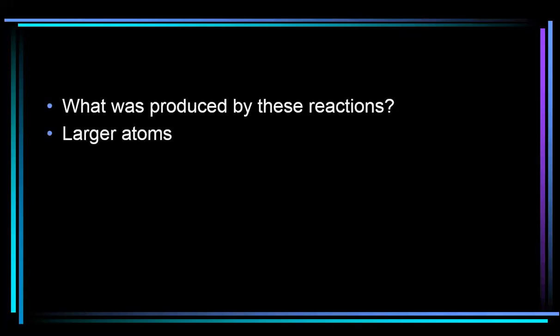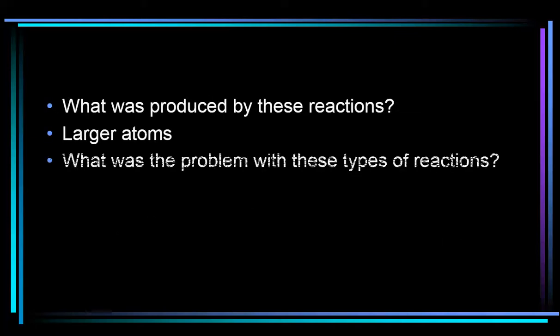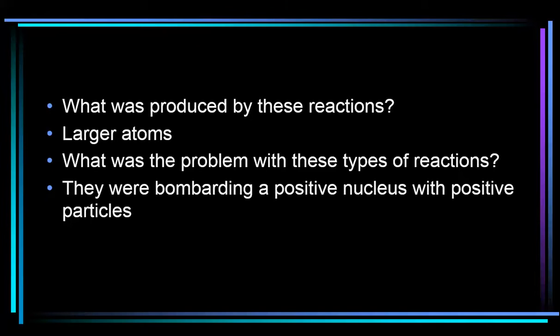What was produced by these reactions? Larger atoms. But what was the problem? Think about it. Alpha rays, positive or negative? Positive. Nucleus, positive or negative? Positive. So, Sasquatch, what is the problem with trying to bombard positive particles with positive particles? They will tend to repel each other. So it really can't happen very effectively at our speeds or at their natural speeds.